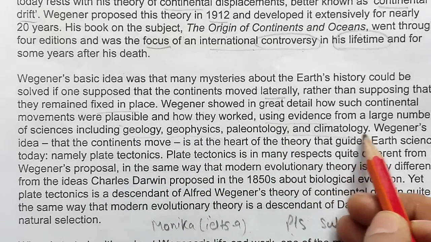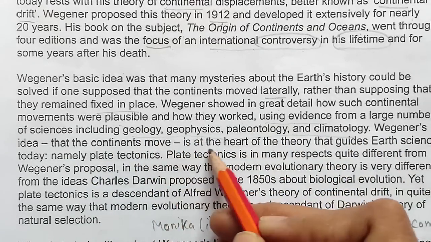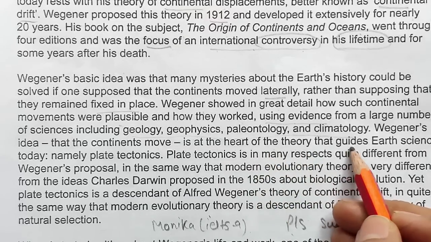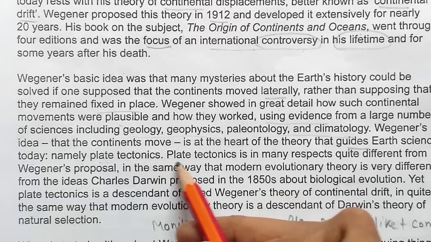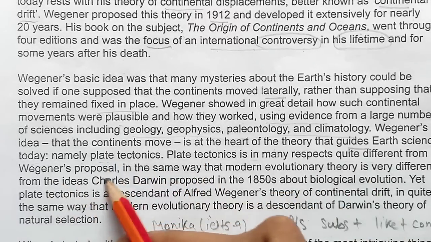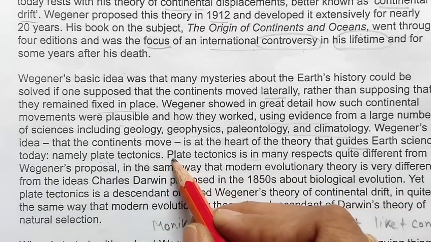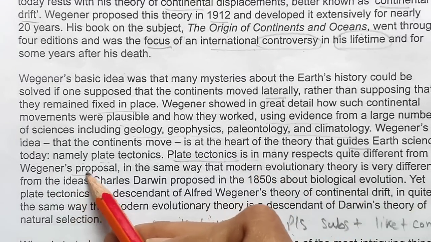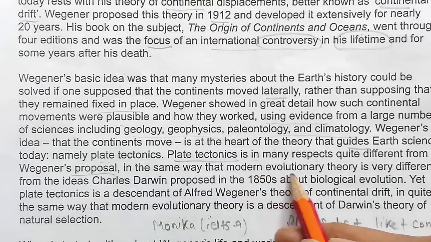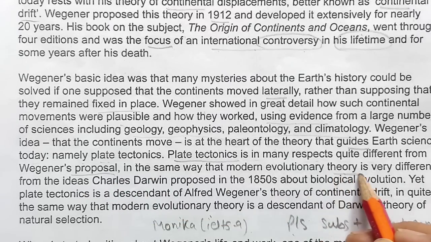These subject names are there. Wagner's idea that the continents move is at the heart of the theory that guides Earth sciences today, namely plate tectonics. Plate tectonics is in many respects quite different from Wagner's proposal, in the same way that modern theory is very different. Okay, it is very different.